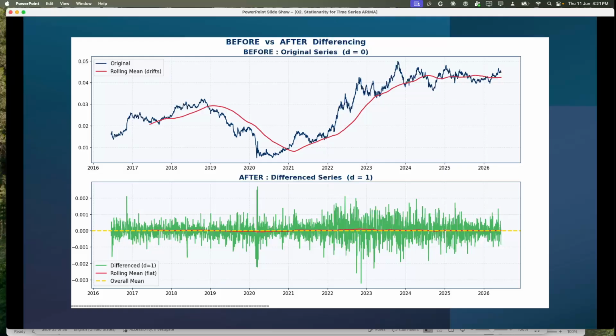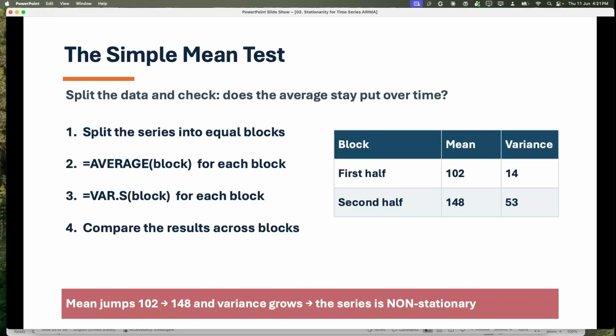Whereas once it is after differencing, you can see the green color data, which is what is called stationary data, data transformed into stationary with the difference of d equal to 1.